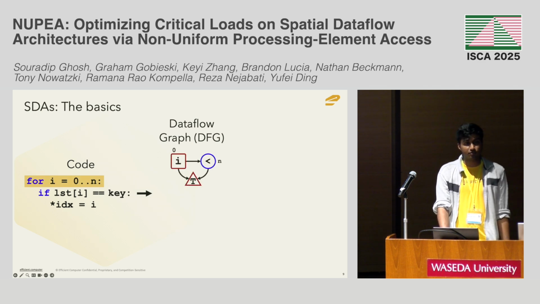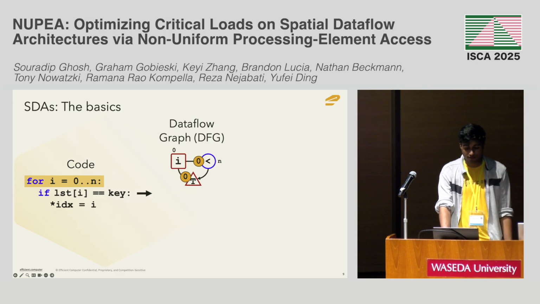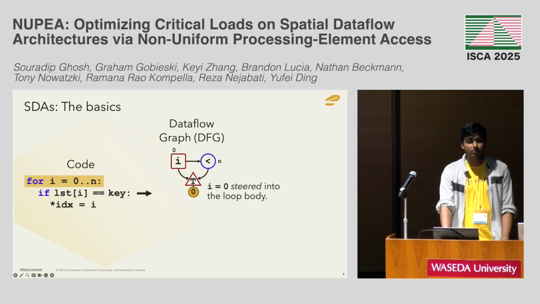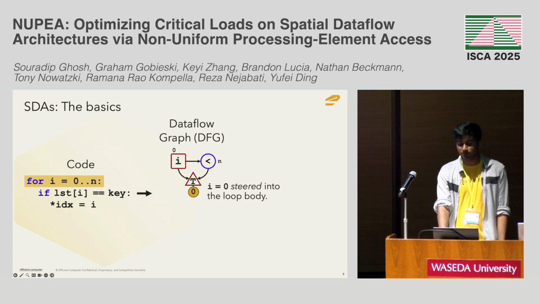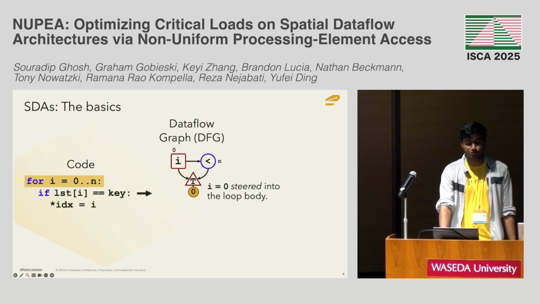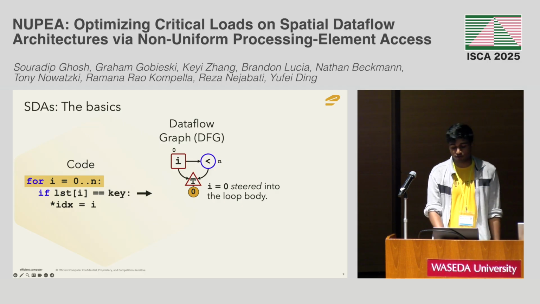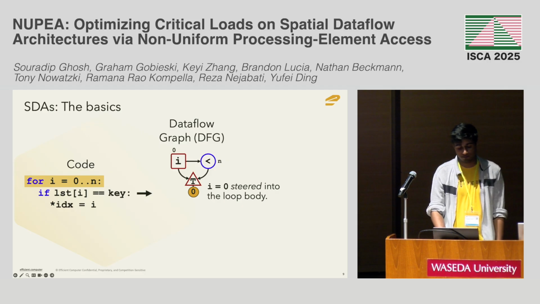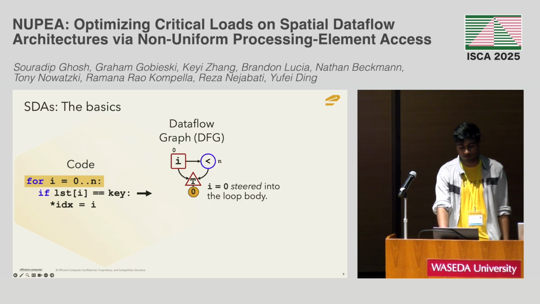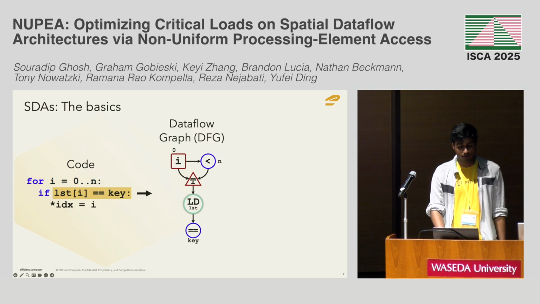We have an iterator instruction that manages I. The way this works is that I fires its initial value of 0. We check if it's less than n, and the value of I gets steered into the body of the loop. SDAs commonly use these steer instructions, which is that triangle at the bottom, instead of branches, so that all data values are explicitly routed to their destinations.